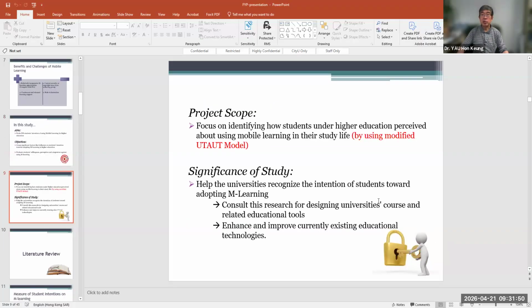Project scope mainly focus on the higher education student. Significant, actually, we can consult this research for design university course and related education tools, enhance and improve currently existing education technology.